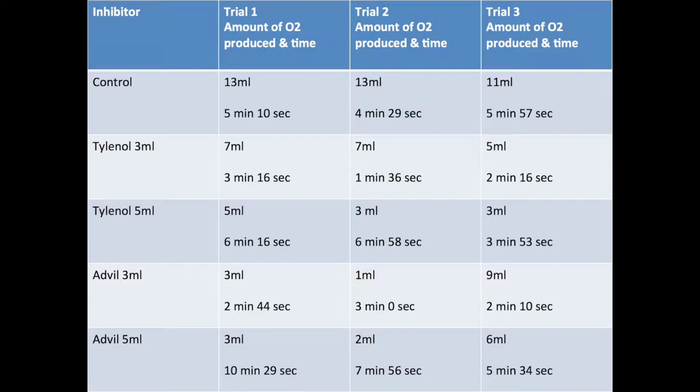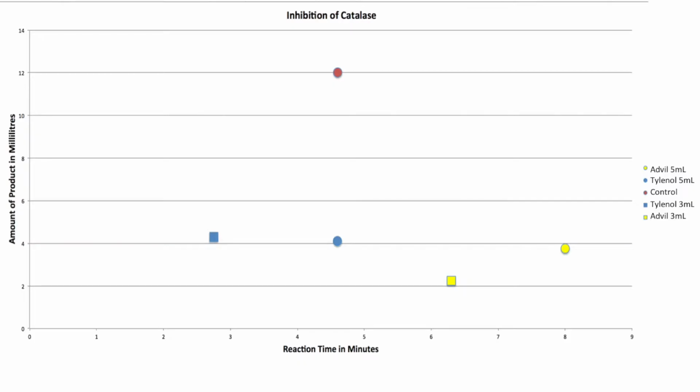For our independent variable, we had a total of 12 tests. For both Advil and Tylenol, we tested 2 different volumes, 3 milliliters and 5 milliliters, repeating each 3 times. We produced a table of our results, as well as a graph.